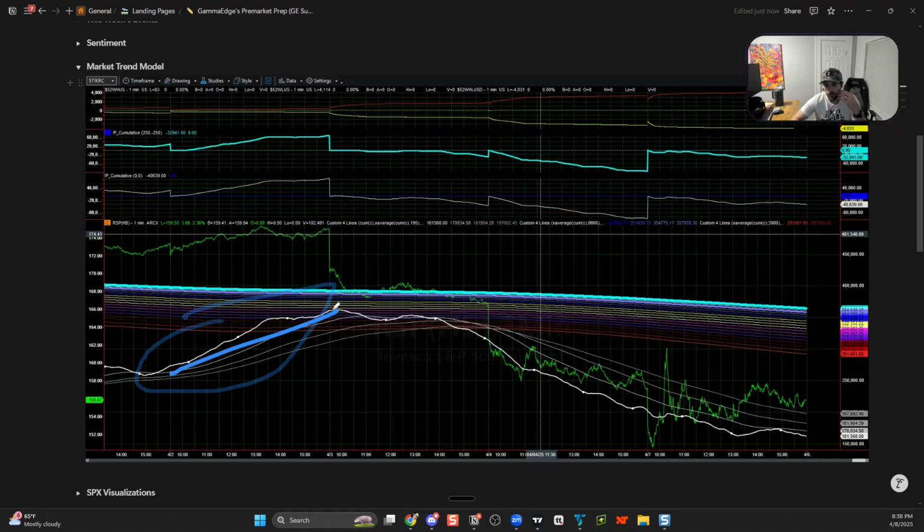We need to see follow through. We didn't see follow through last week. It subsequently rolled over, obviously. But these are the patterns and the signatures that we look for.